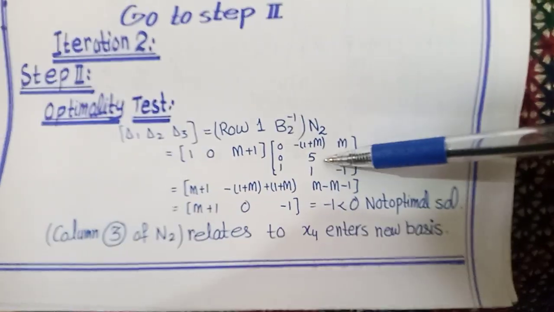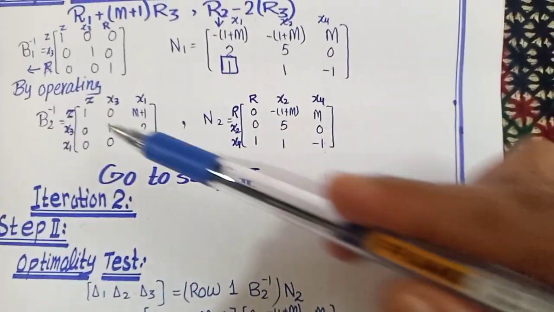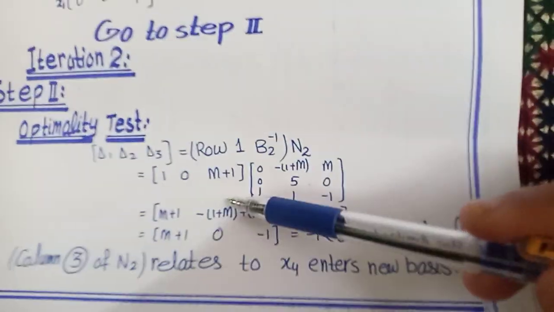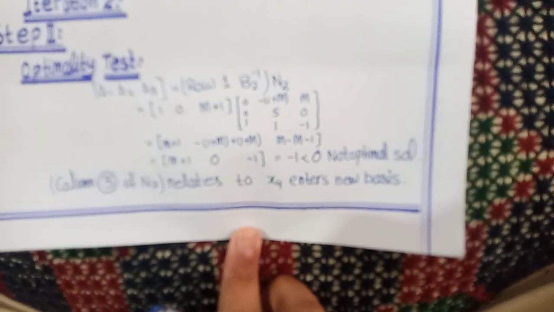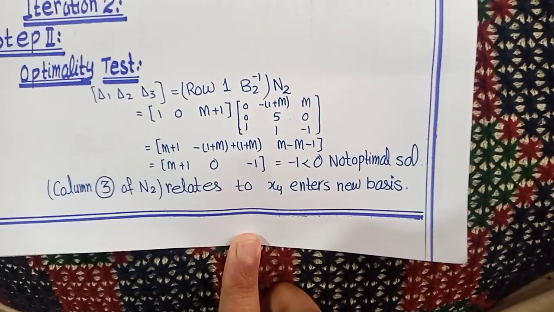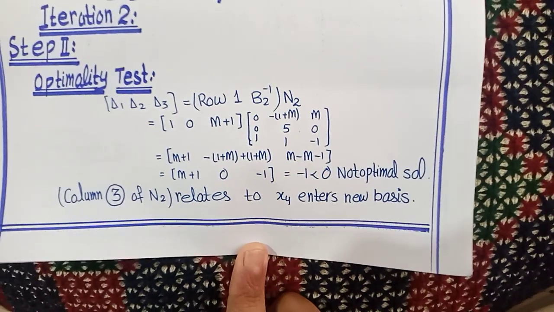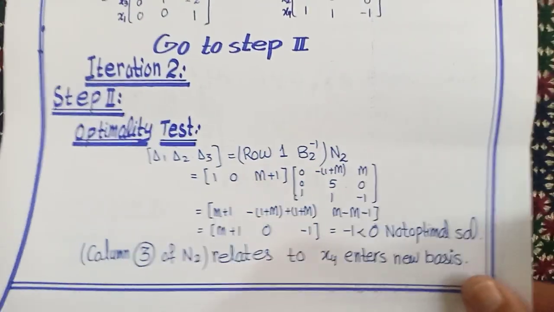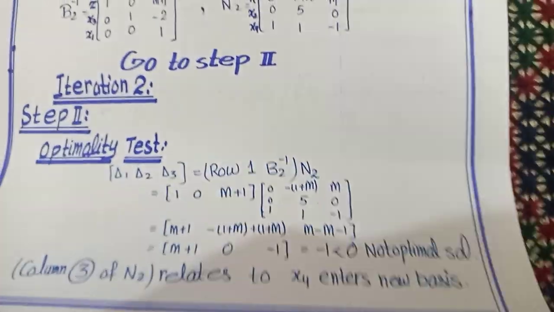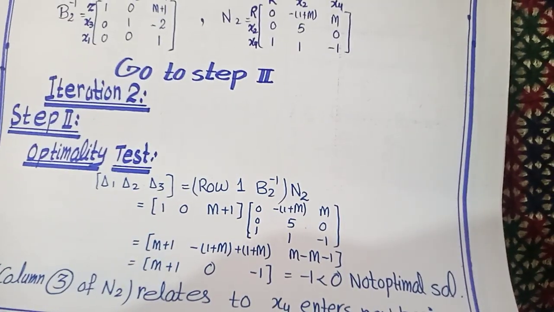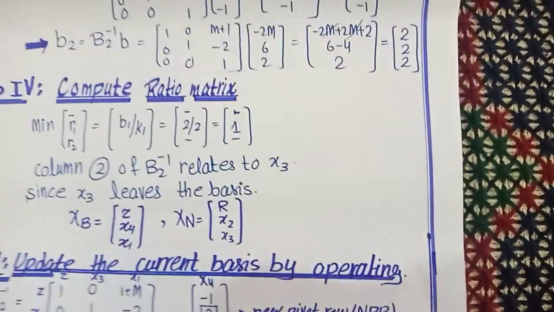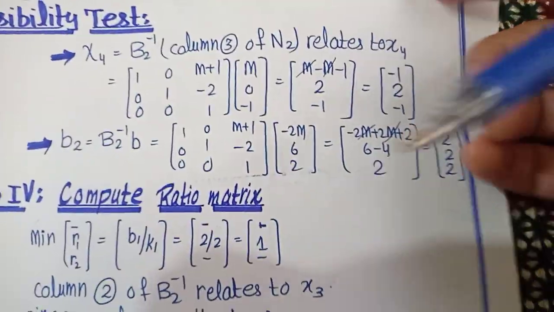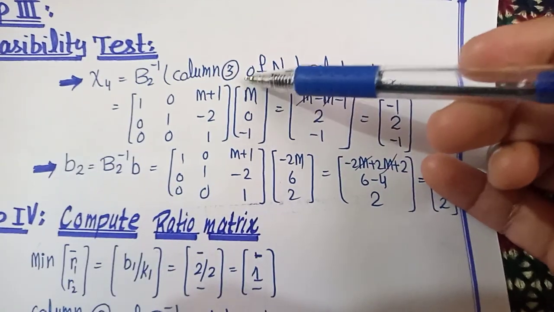Optimality test: row 1 of B2 inverse. B2 inverse is 1 0 m plus 1 and N2, multiplication gives minus 1. So it is not optimal. x4 is the entering variable of the new basis. Next, step number 3, to check its feasibility. x4 is B2 inverse times column 3 of N2 related to x4.